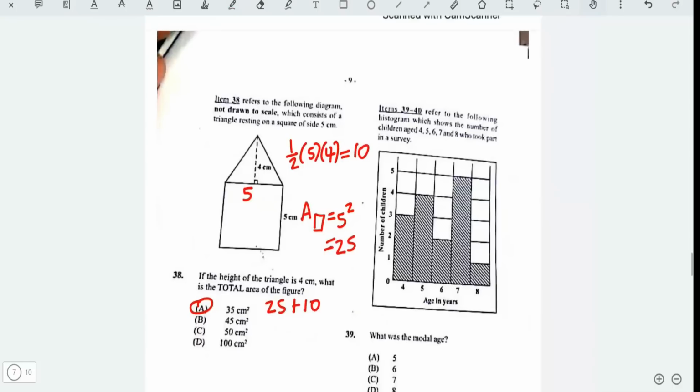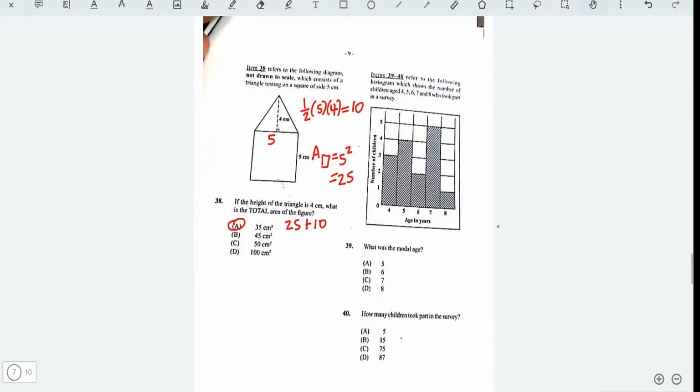Question 39 says, what is the modal score? Which one occurs most frequently? That age is 7. How many children took part in the survey? 3, so 4 is a frequency. 2, so 5 children here, so 1 here, so 3 and 4 is 7. 9, 14, and 1 is 15. 15 students partook in the survey.